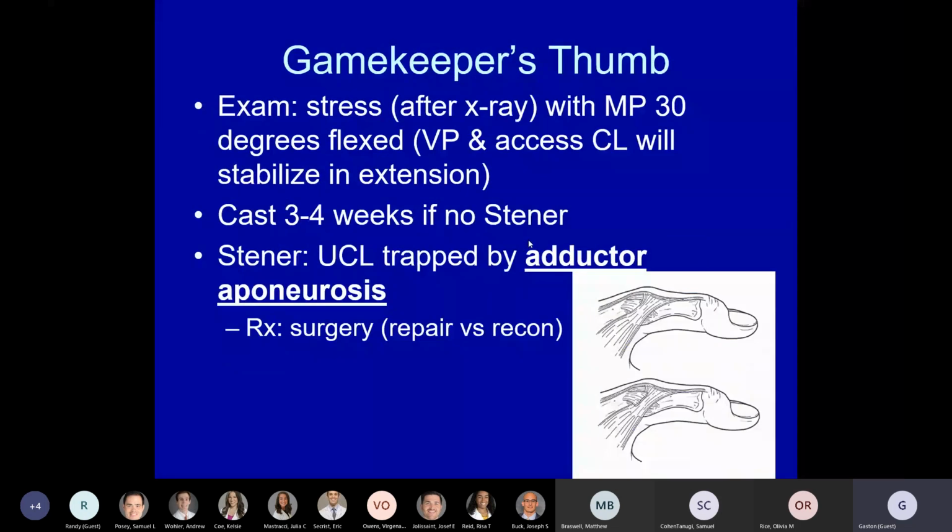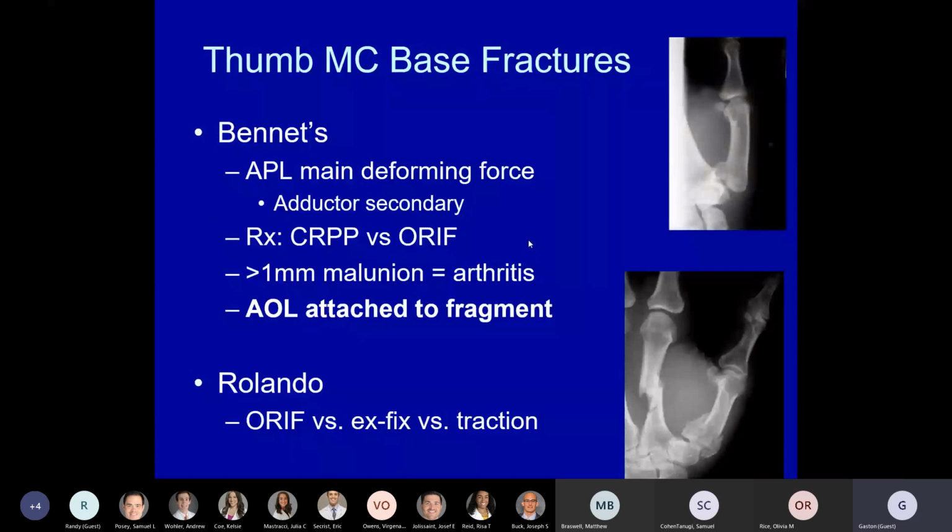Gamekeeper's thumb, ulnar collateral ligament injury to the thumb MP joint. If there's no Stener lesion and it's an incomplete injury, the answer is going to be cast. If they give you a Stener lesion or a palpable nodule on the ulnar side of the thumb, the answer is going to be surgery because the ligament is trapped by the adductor aponeurosis. That's been asked multiple times. So Stener lesion, UCL stuck behind the adductor aponeurosis, needs surgery. Otherwise, for the most part, you can cast these.